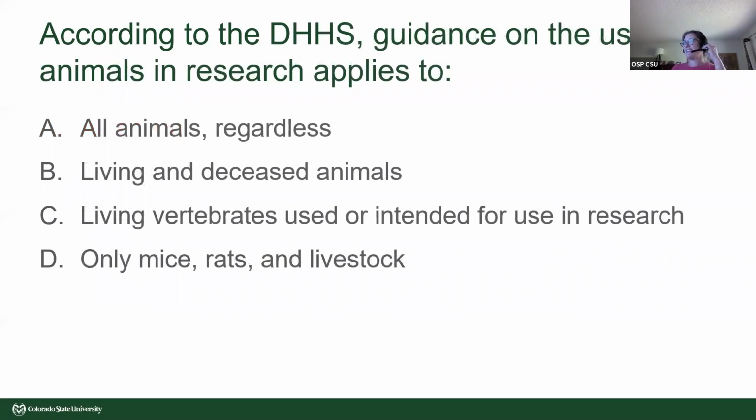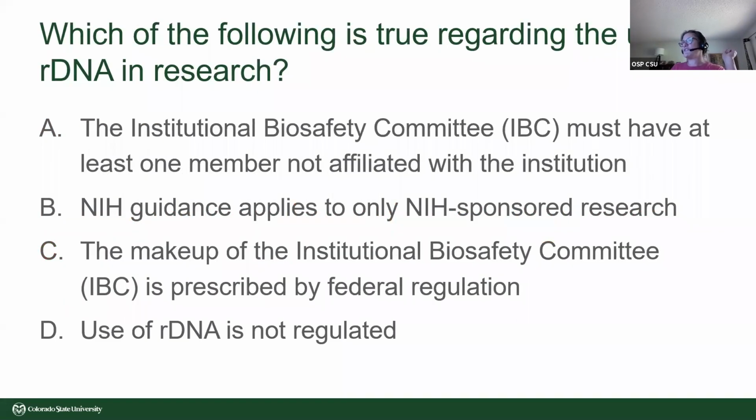According to DHHS, guidance on the use of animals in research applies to: all animals, living and deceased; living vertebrates used or intended for use in research; or only mice, rats, and livestock. Do y'all remember? I got some C's there. Yep, C.